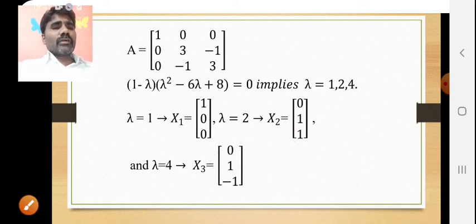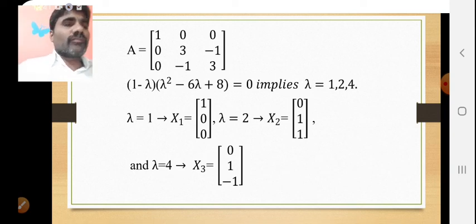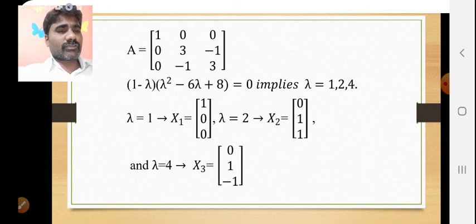Now, therefore, we define P as [E1, E2, E3], where E1, E2, E3 are normalized eigenvectors of A. If we normalize x1, it is still x1, (1, 0, 0). If we normalize x2, its norm is the square root of 0 square plus 1 square plus 1 square, which is root 2. That's why multiply x2 by 1 by root 2, similarly x3 by 1 by root 2.